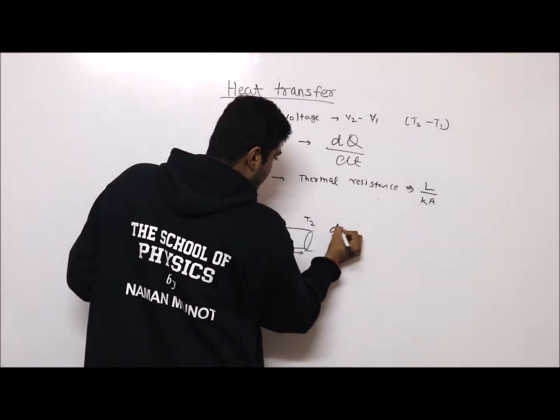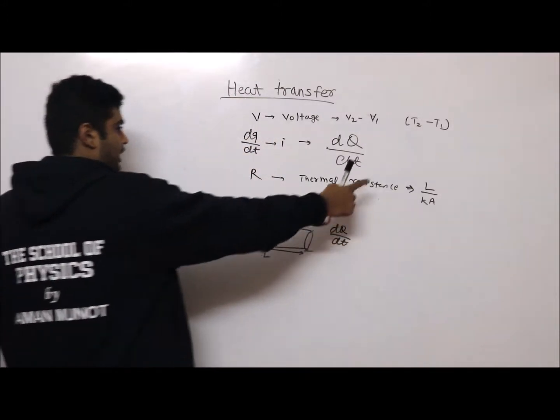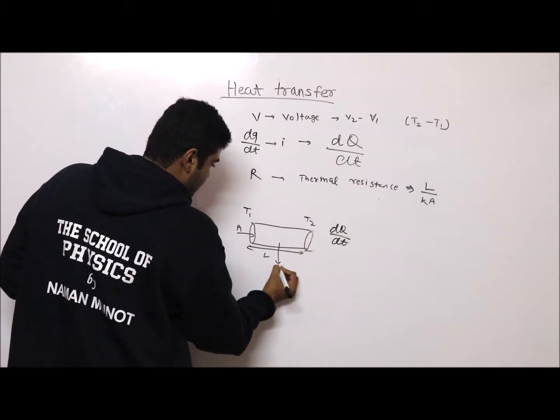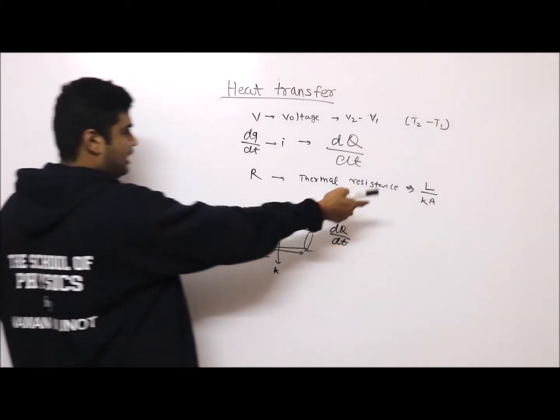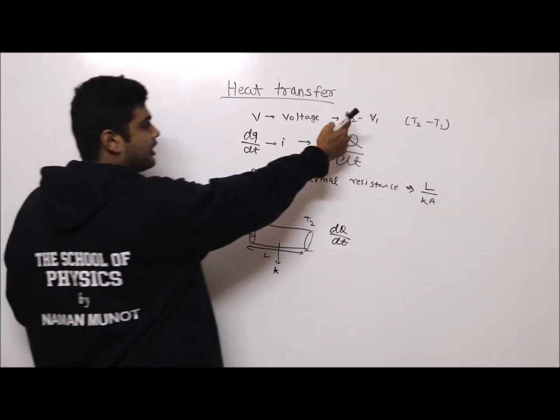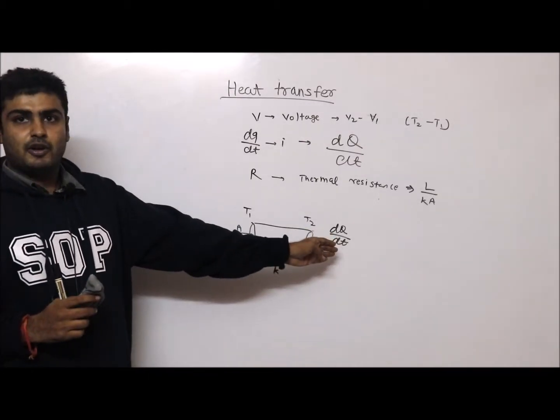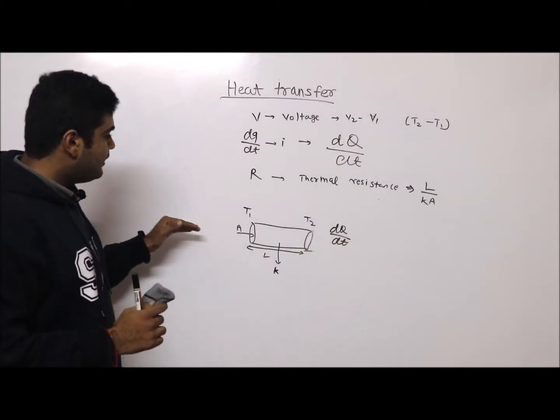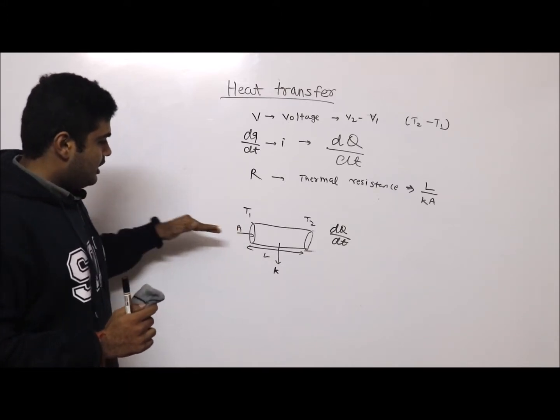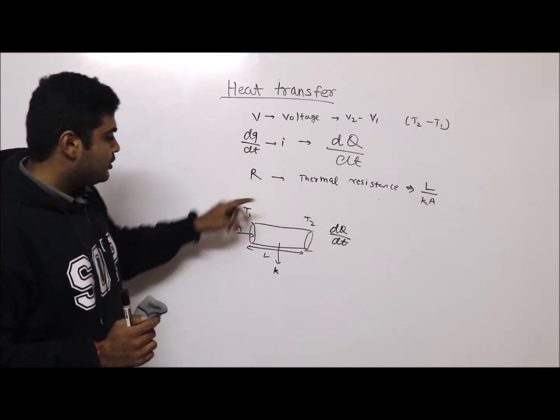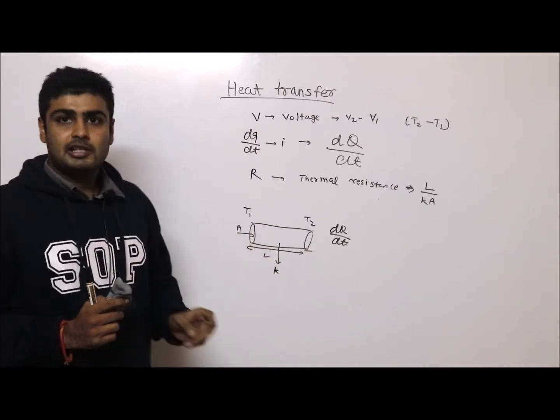So what is the amount of heat that has transferred per unit time? It is dQ by dt. Okay, L is done. K is the thermal coefficient. So L by KA is the thermal resistance. dQ by dt is done. Instead of voltage we are using temperature. So what is the amount of heat transferred per unit time when the heat transfers from a rod of cross-section area A from temperature T1 to T2, and the length of the rod is L and the thermal coefficient of the rod is K.